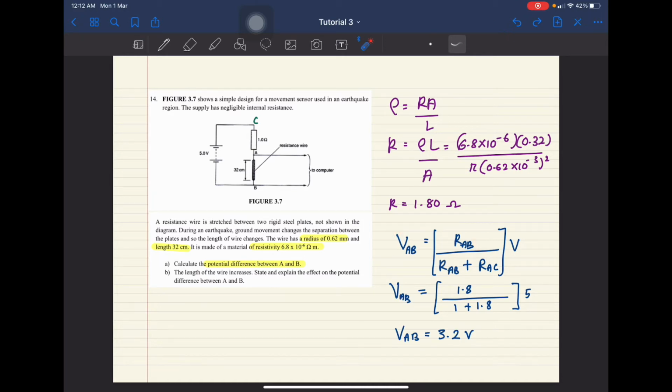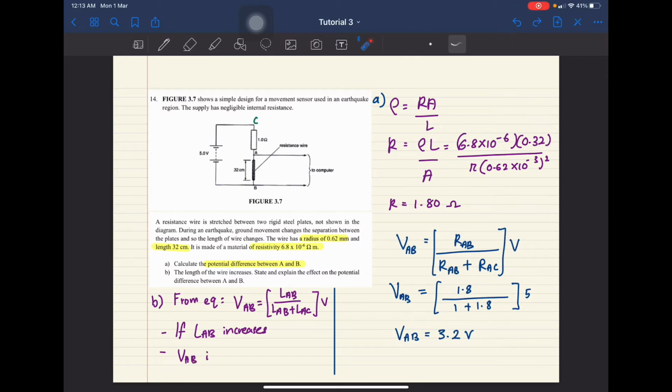So what I'm going to show you here is that I'm going to write a similar equation like this, but in terms of L. The formula would be like this from the equation VAB equals LAB over LAB plus LAC. So instead of R, I'll write it here as L. This formula does exist, so I just use the formula. So if LAB increases, you will expect VAB also increases. This one I'm just going to write as RAB.